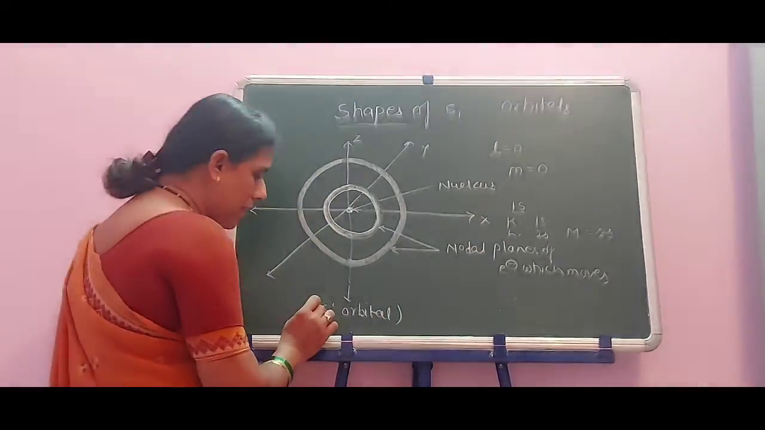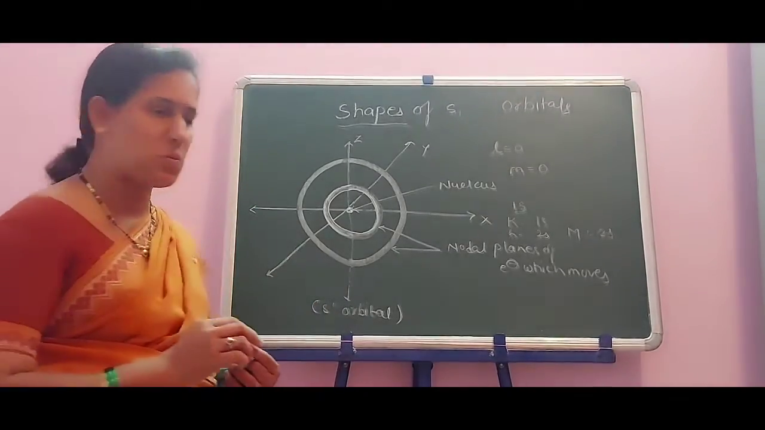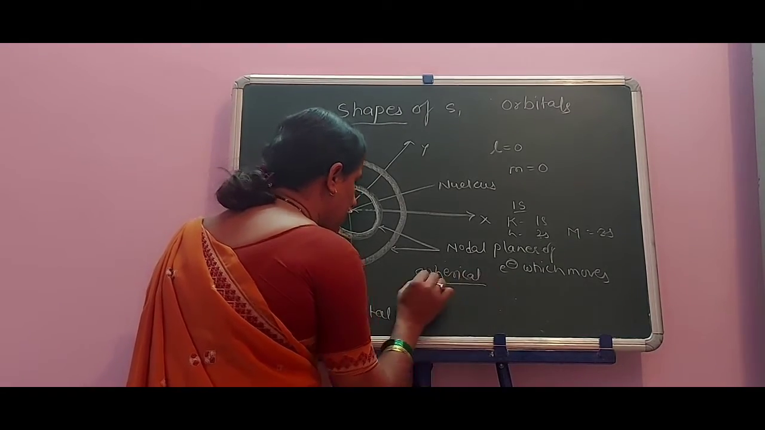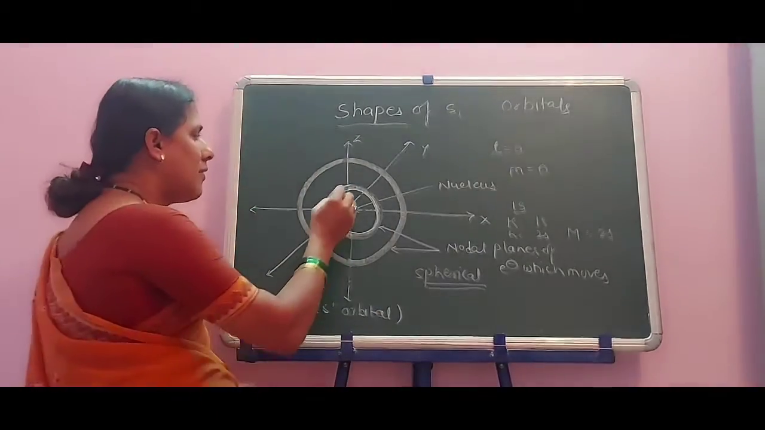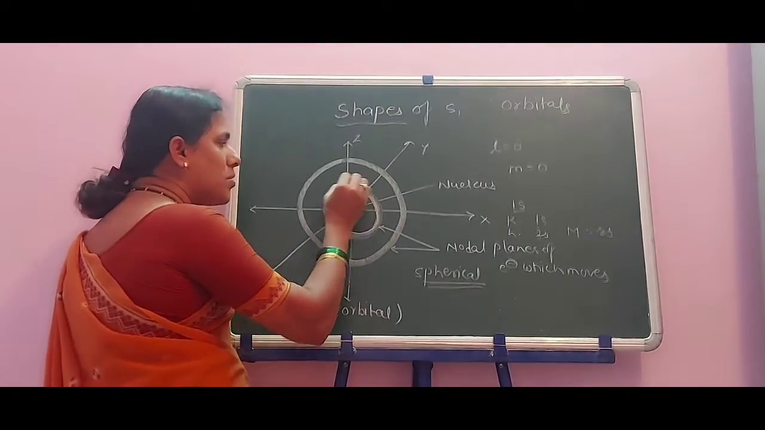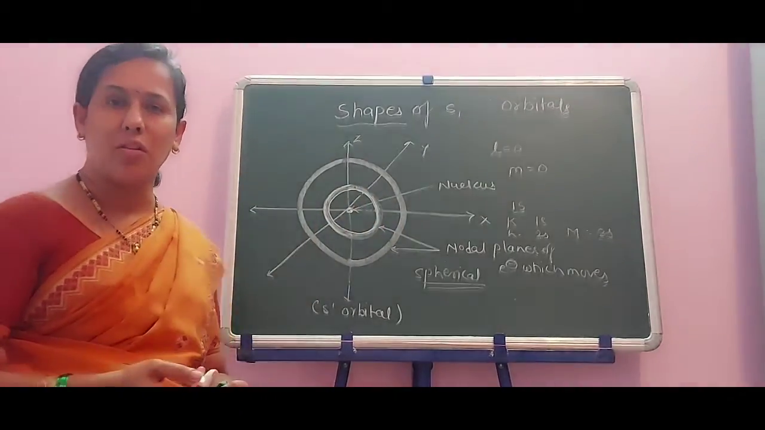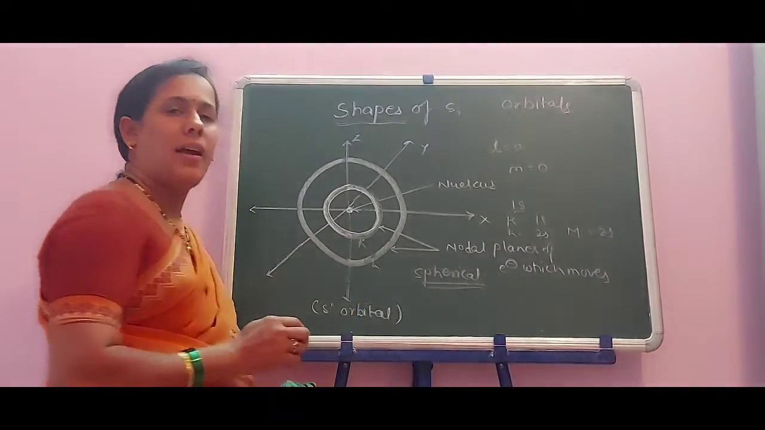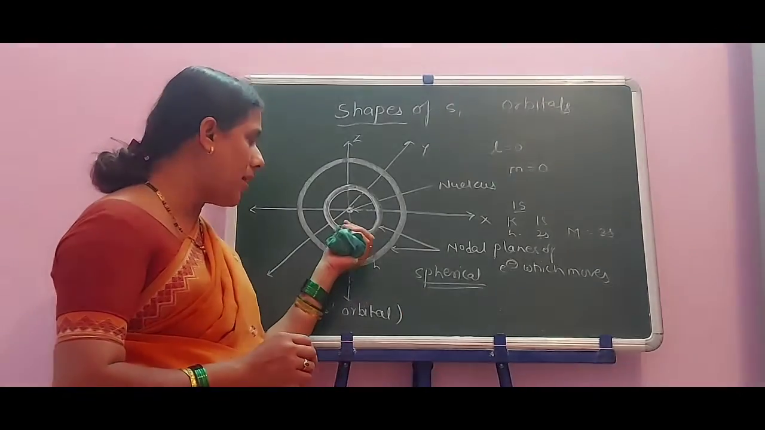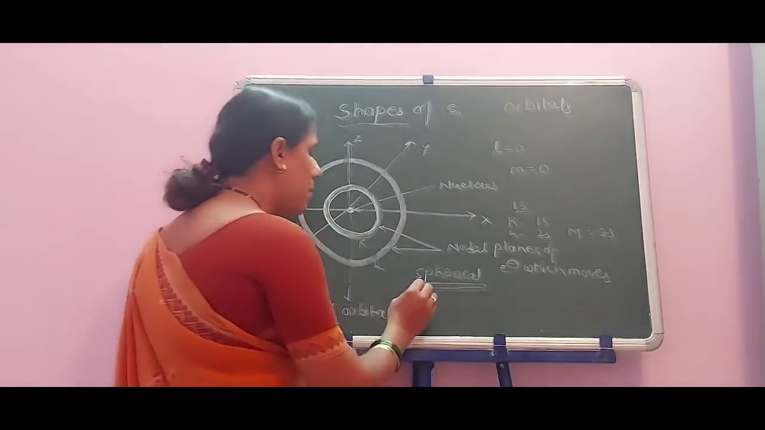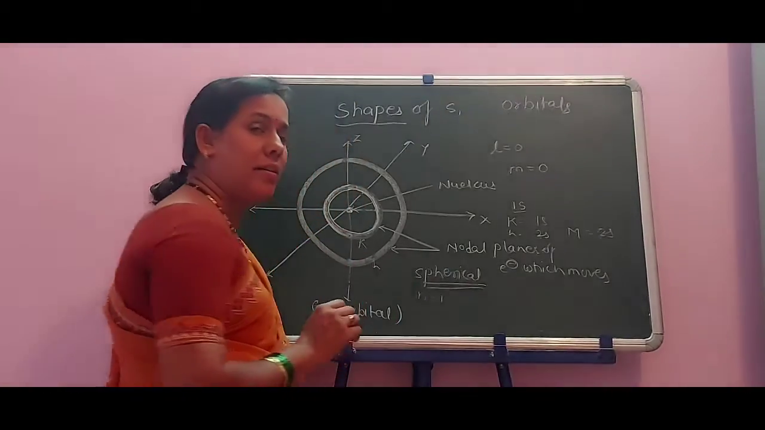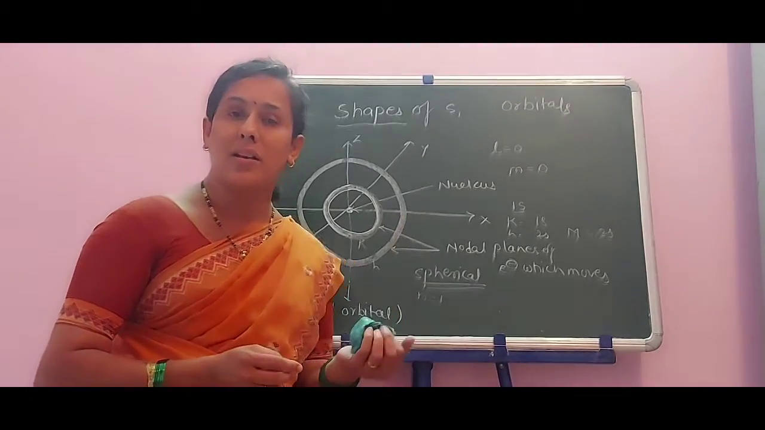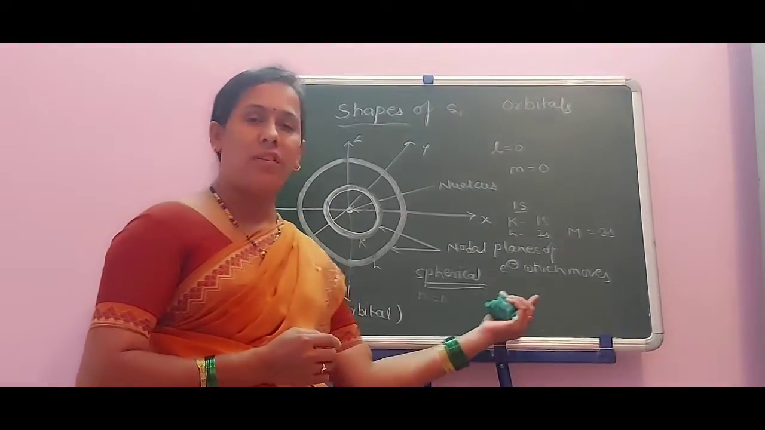The s orbital stands for spherical. The circular orbits around the nucleus are called stationary orbits, which are denoted by the capital letters K, L, M and N. Therefore, according to the principal quantum number, when n is equal to 1, the number of electrons in a particular shell is specific.